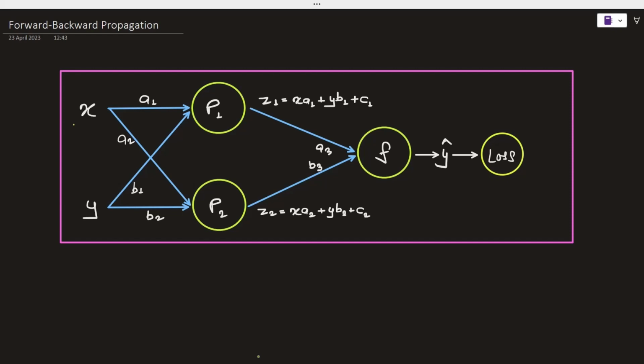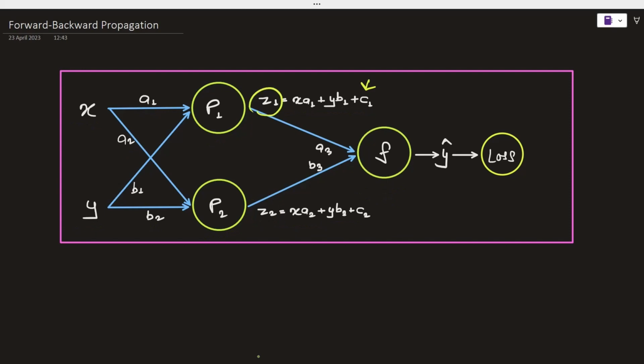After feeding the values of feature X and feature Y with these four coefficients respectively, the linear equation on the P1 perceptron becomes this, where C1 is the bias, and the equation on the P2 perceptron becomes this, where I have kept C2 as the bias. Then these values of Z1 and Z2 become the input for the output layer over here.